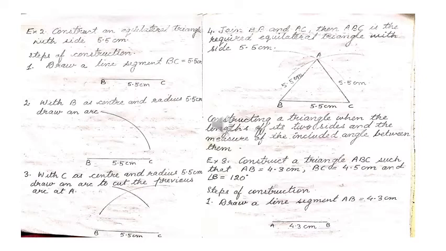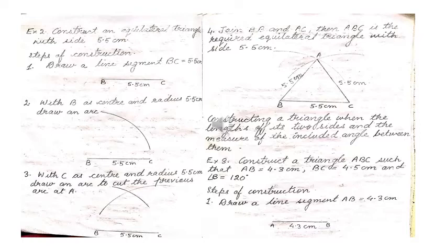step 3, with C as center and radius 5.5 centimeter, draw an arc to cut the previous arc at point A. Now in the same way as you did for point B, with the same length, try to put your pointer on point C and try to make an arc. Now where these two arcs are meeting or intersecting, that will be point A. Now the fourth step is join AB and AC. Then ABC is the required equilateral triangle with the side 5.5.